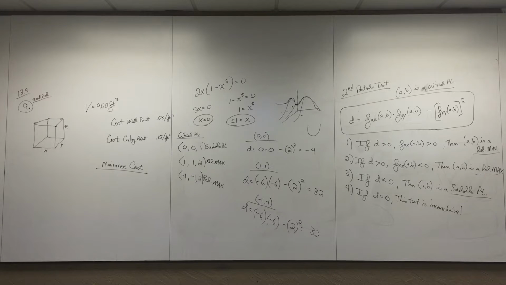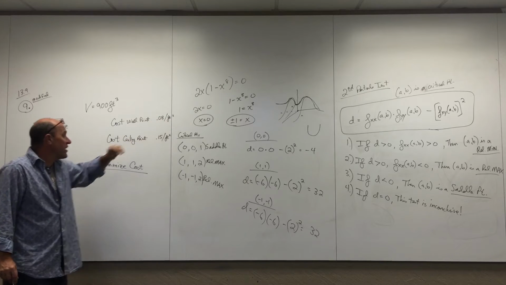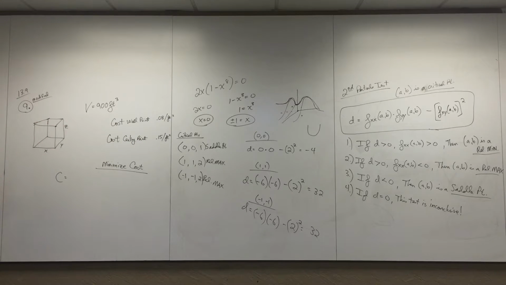Nobody said it was a cube or a square or anything, so the volume is x times y times z. Now, what would be the cost of painting the walls? I guess the cost of painting the walls is 0.08 per square foot. Well, how many square feet do I have for the walls? What is the square footage of this wall?